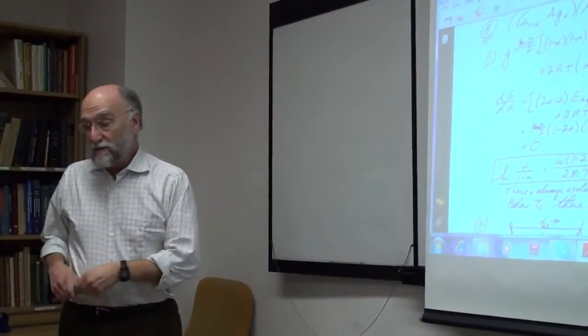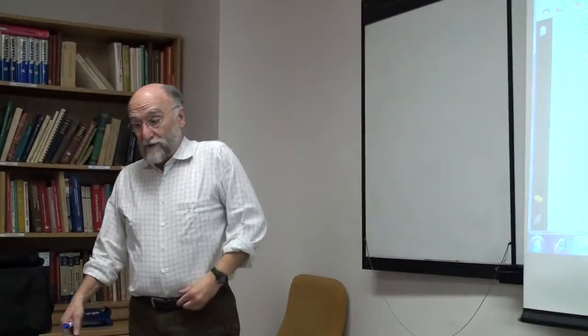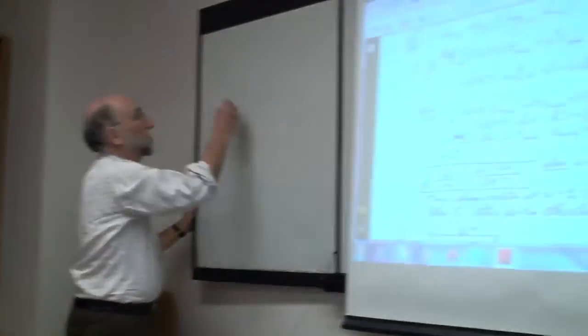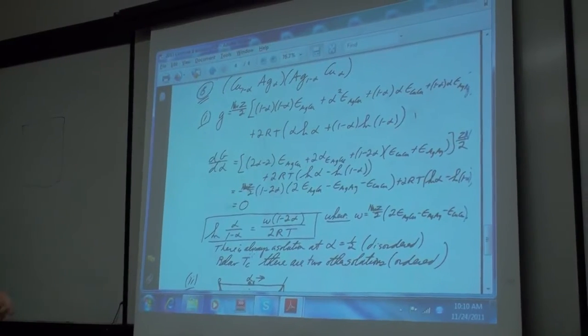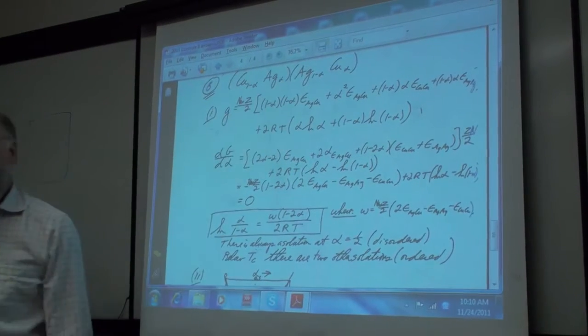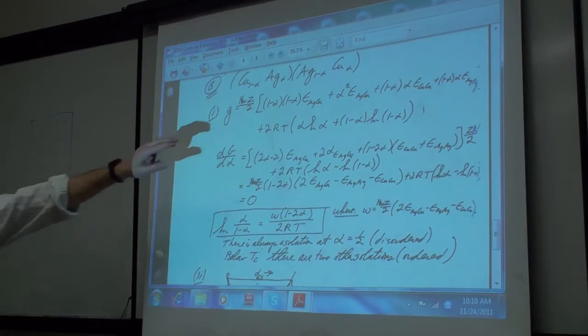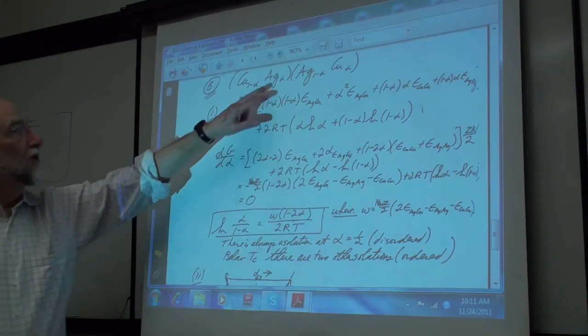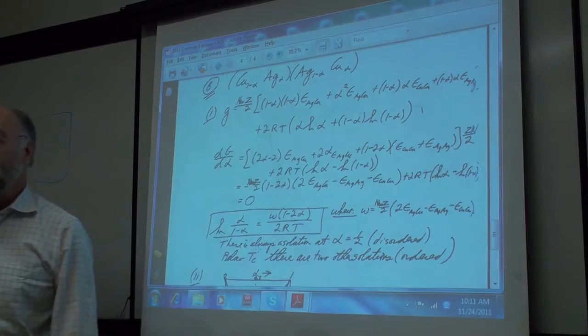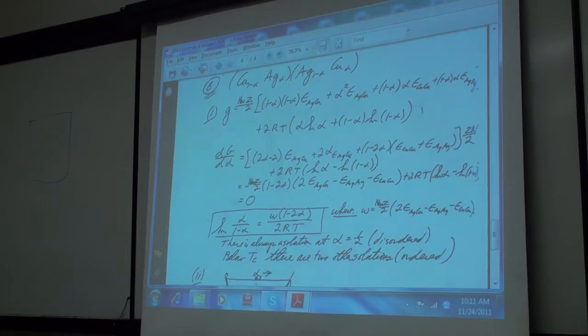Okay, this was the last question from the exam on the long-range order, where we have the silver-copper system. I said at room temperature, or zero Kelvin, all the silver is on the silver sites, all the copper on the copper sites. So you have an ordered material with the cesium chloride structure.